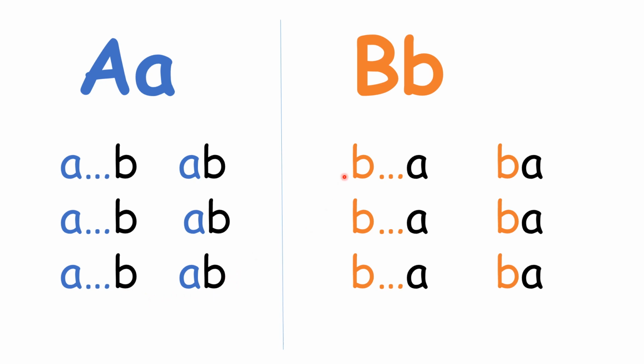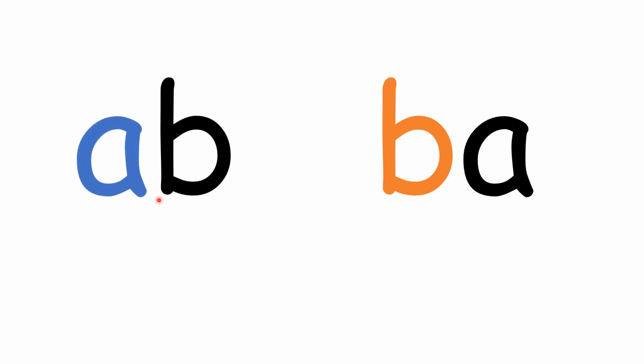Okay, next letter B, sound as B. Let's read. B, A, ba. B, A, ba. Okay, read it. Begin. Alright, good job. So, let's read them again. Ab, ab, ba, ba. Okay, read it.